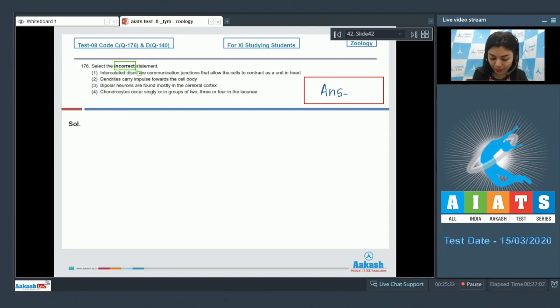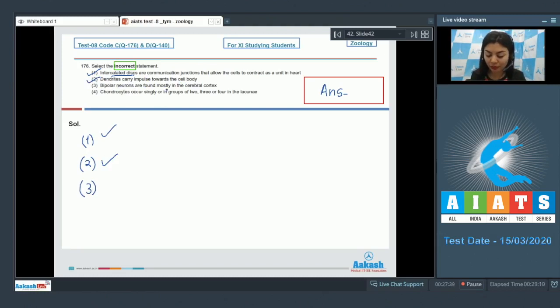Let's identify an incorrect statement among the given statements. Statement 1, that intercalated discs which are found in the cardiac muscle tissue, these are the communication junctions and allow the cells to contract as a unit. This is a correct statement. Statement 2, dendrites carry impulse towards the cell body. This is also a true statement. These dendrites help to concentrate the incoming impulses towards the cell body.